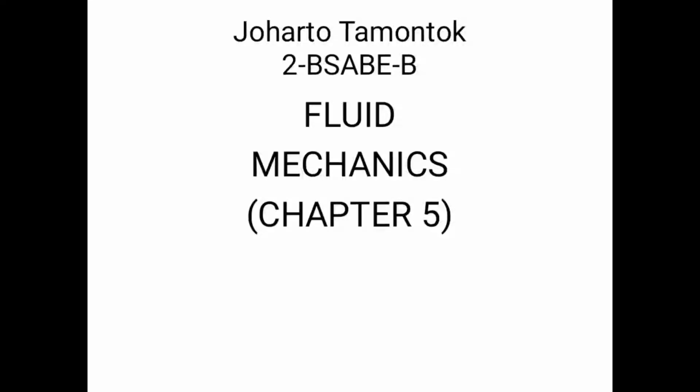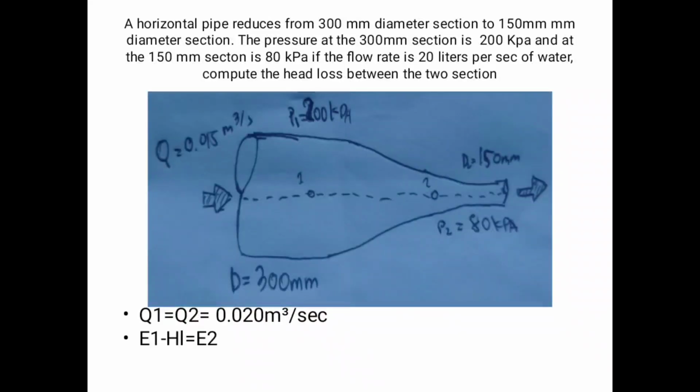So, the problem is a horizontal pipe reduces from 300 millimeter diameter section to 150 millimeter diameter section. The pressure at 300 millimeter section is 200 kilopascal and at 150 millimeter section is 80 kilopascal. If the flow rate is 20 liters per second of water, compute the head loss between the two sections. So here, we are asked to find the head loss.